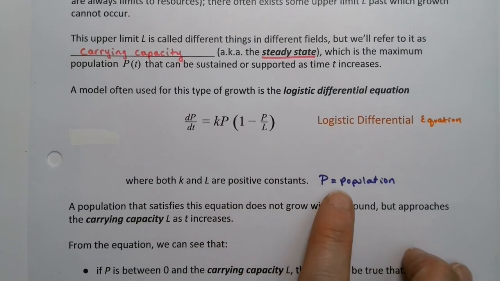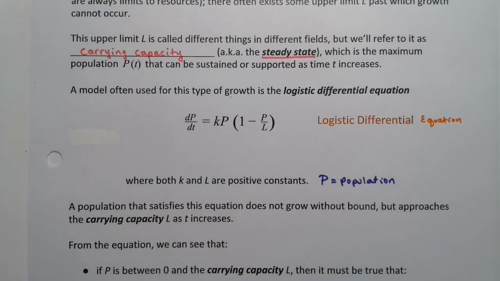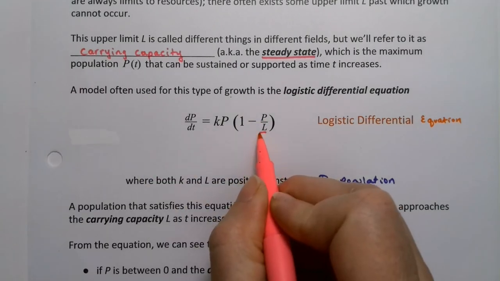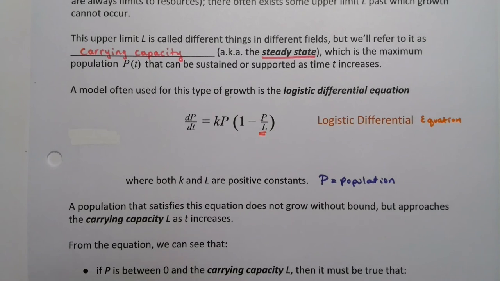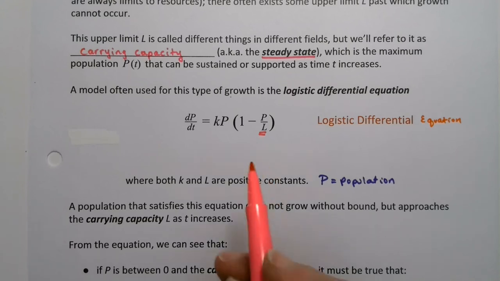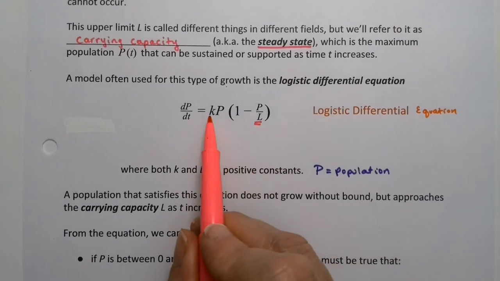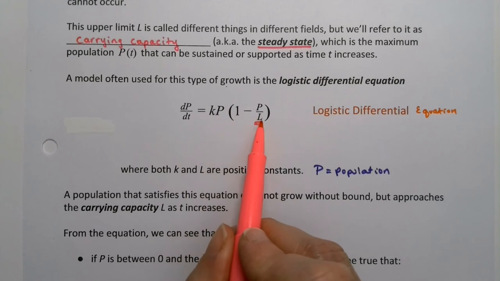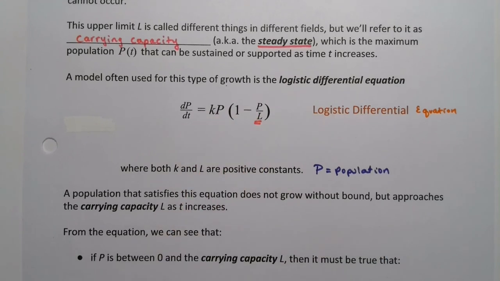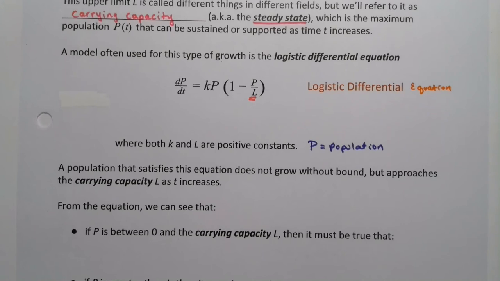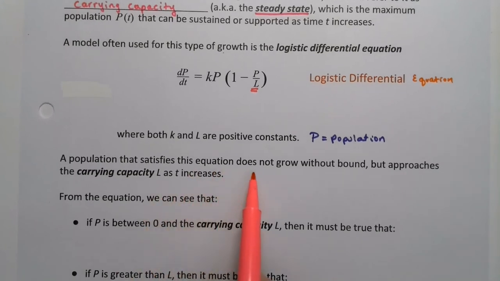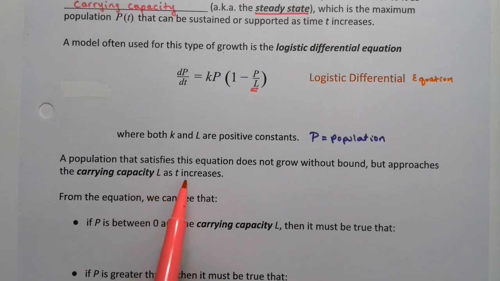P is your population. L is, of course, your carrying capacity. It's right here. You see it right there. And K is some constant that's affected by what the island is or what the environment is that you're talking about, what kind of animals we're talking about, etc. So that'll be different for every situation. So P is population, L is carrying capacity, and K is a constant that's a positive number. So a population that satisfies this equation does not grow without bound. It's going to approach that carrying capacity as t increases.